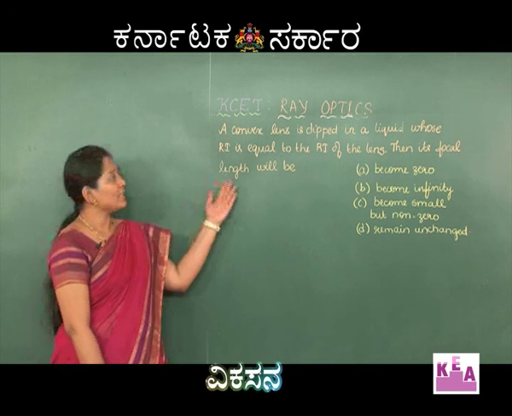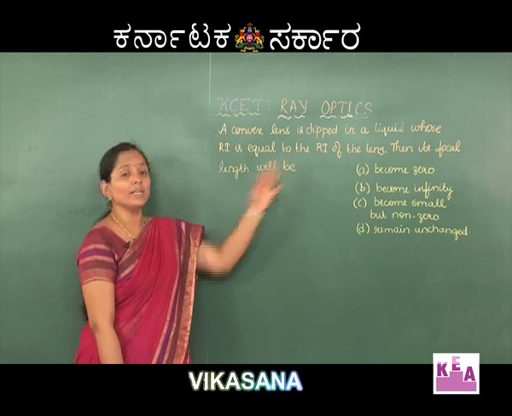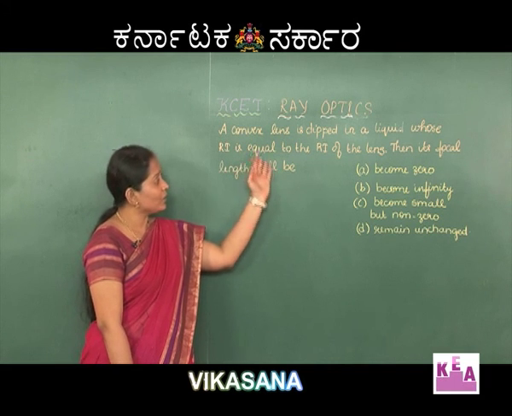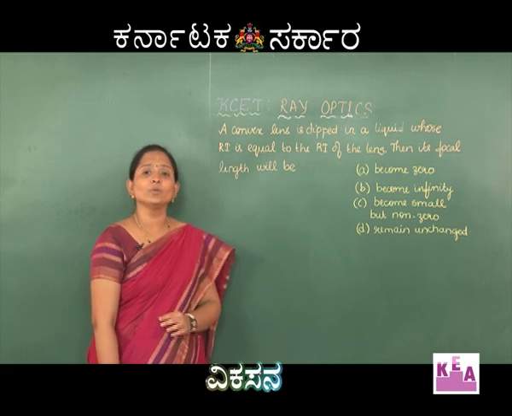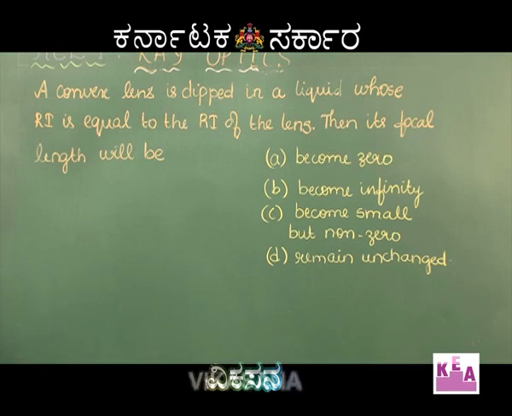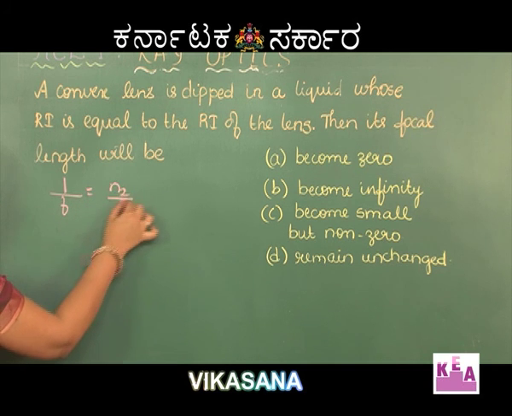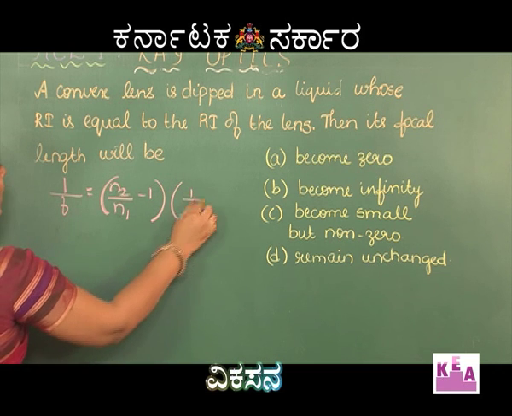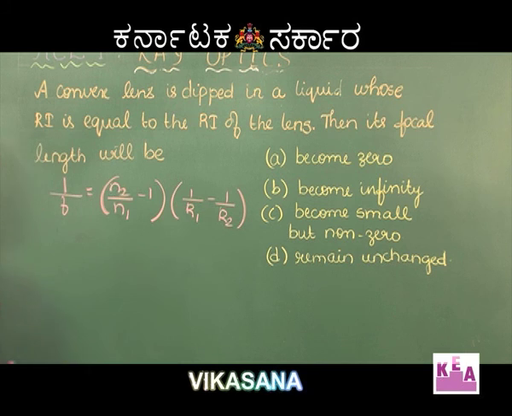Students, we can see that they have given a convex lens which is dipped in a liquid, and they have given the refractive index which is equal to the refractive index of the lens. So, straightforward we can use the lens maker's formula, which is given as 1/f = (n2/n1 - 1)(1/r1 - 1/r2).